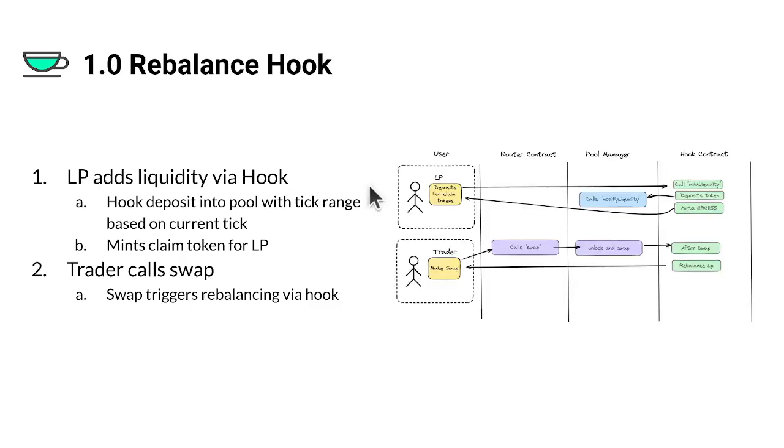This is the flow for the rebalancer hook. LPs can deposit liquidity into the hook contract, and the hook contract manages that liquidity, keeps track of what ticks it's in, and then mints claim tokens for the LP. The trader can do swaps, and after they swap, the hook will rebalance the liquidity into the most efficient ticks.